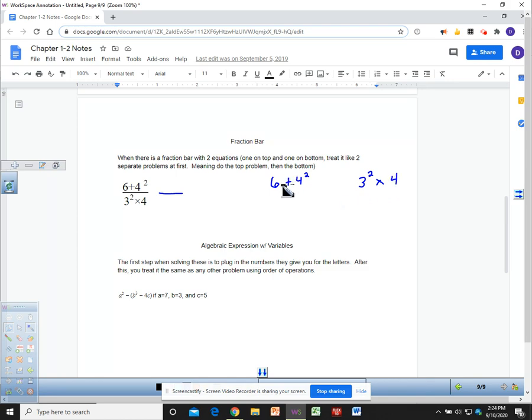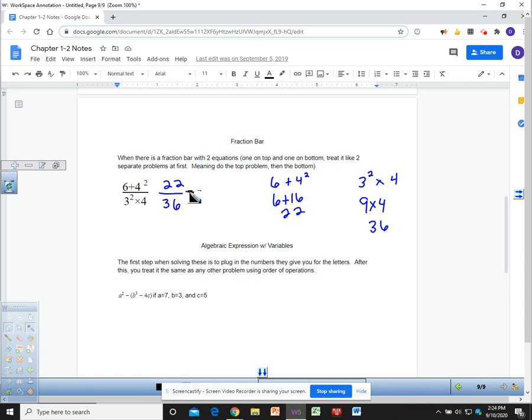So I'm going to solve the top first. So parentheses, none, exponents, we have 1, so 6 plus 16. 6 plus 16 is 22. So I'm going to put that right up here. 3 squared times 4. 3 squared is 9 times 4, gives me 36. So I'm going to put that down there.